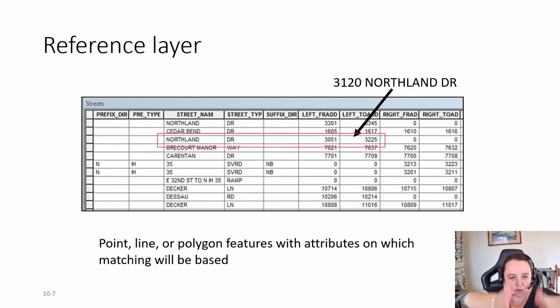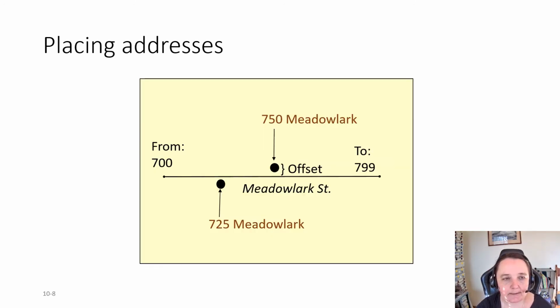For this section of the street, okay? So what you do when you are manually calculating where the address would be is you're essentially taking that range of addresses. So in this example, this section of Meadowlark Street runs from 700 to 799. And so then in the middle, halfway, right, would be 750 Meadowlark. Okay, that's an even number.